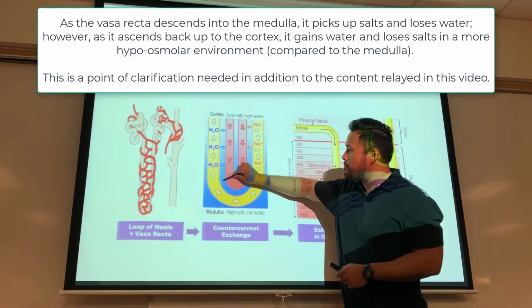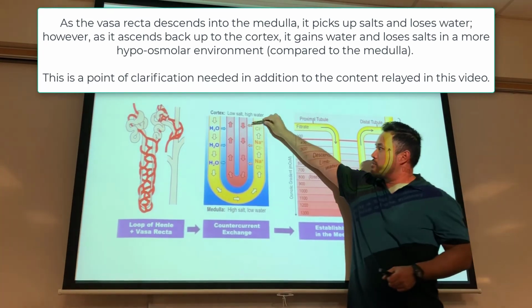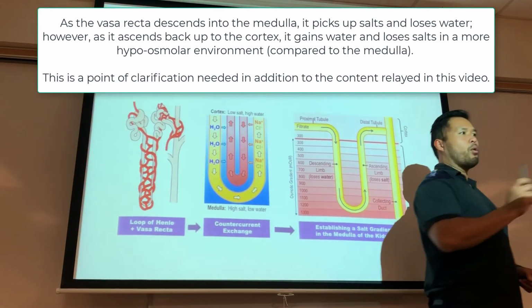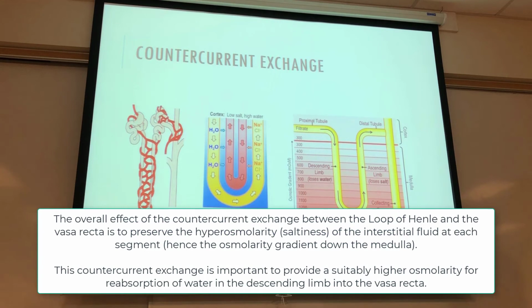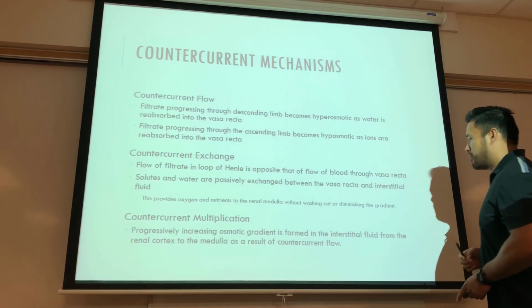We've got a salty medullary interstitium, and that comes in and picks up the excess salts. All right? And it picks up the salt down in the descending and picks up water in the ascending portions of the vasa recta. That's countercurrent exchange. The other portion is countercurrent multiplication.